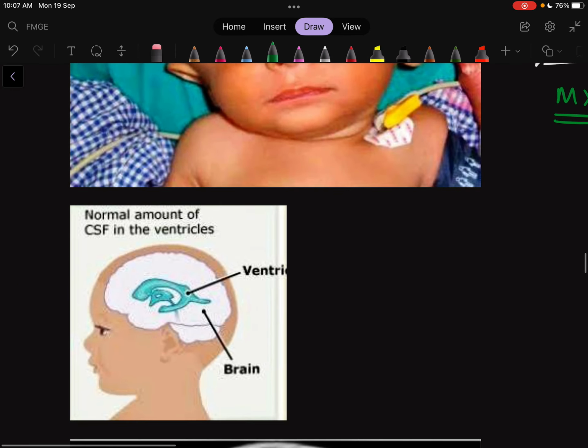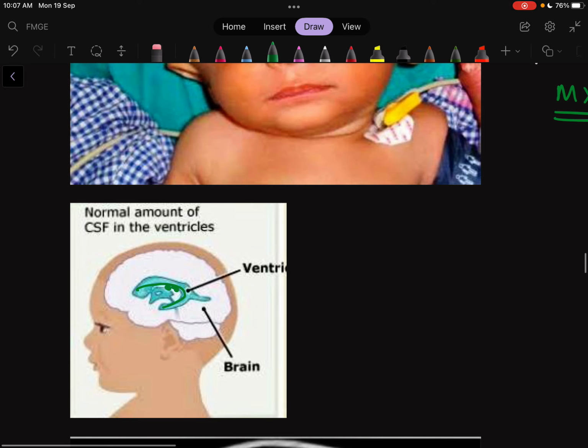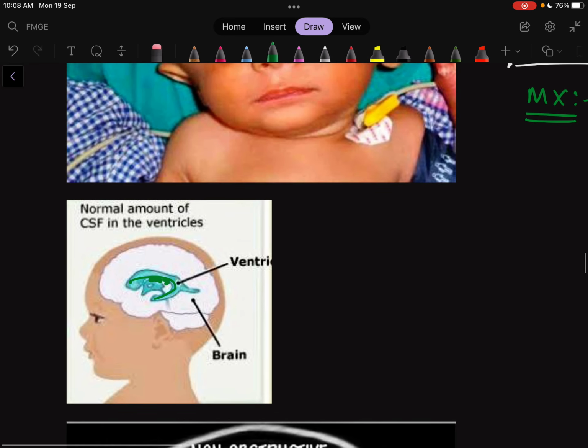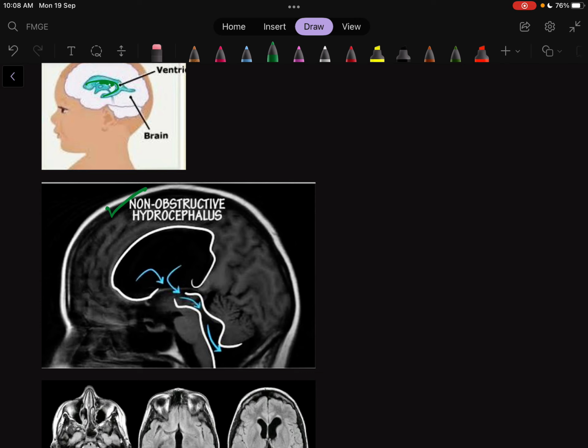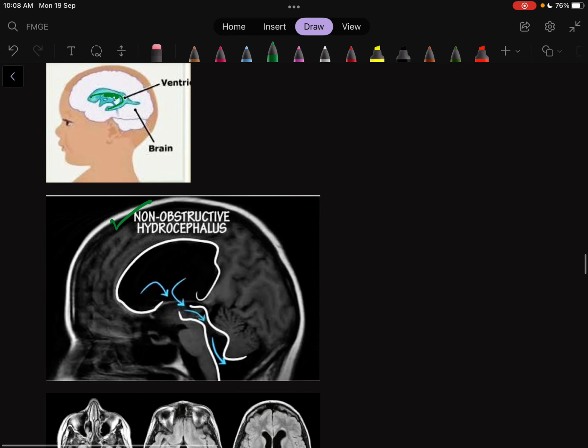These are normal lateral ventricles. Around this, the choroid plexus is there. This choroid plexus will form CSF, and that will flow around these ventricles or into these ventricles. Okay. There is non-obstructive hydrocephalus due to choroid plexus papilloma or bacterial meningitis.